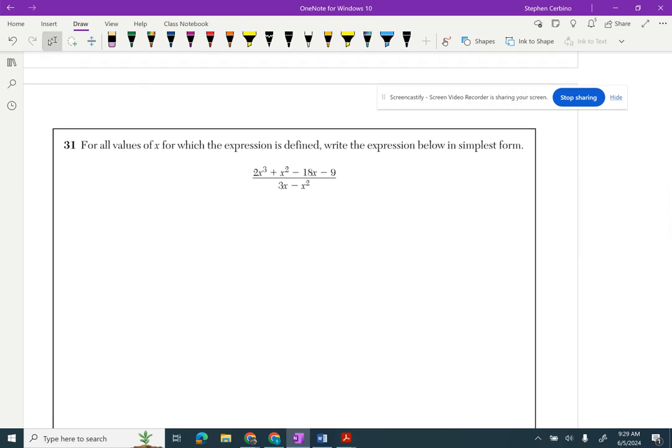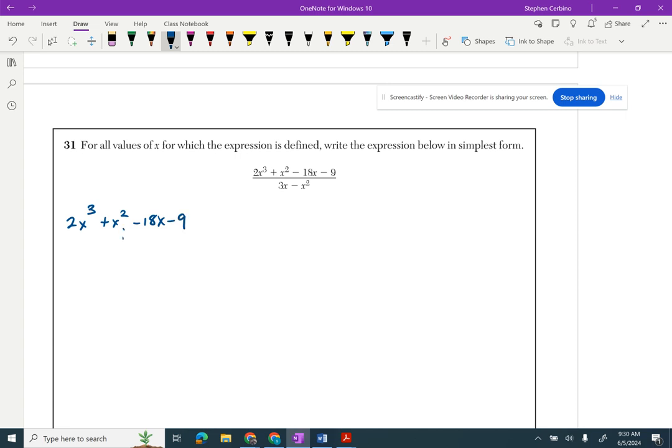Number 31 asks us to write this in simplest form. They want us to essentially factor and see what reduces. So we have to factor the numerator, we have to factor the denominator, and then look to see if anything reduces away. So to make my life easy here, I'm going to do them separate. So I'm just going to rewrite the numerator off to the side here. They give you this huge sheet of paper here, so you have plenty of space.